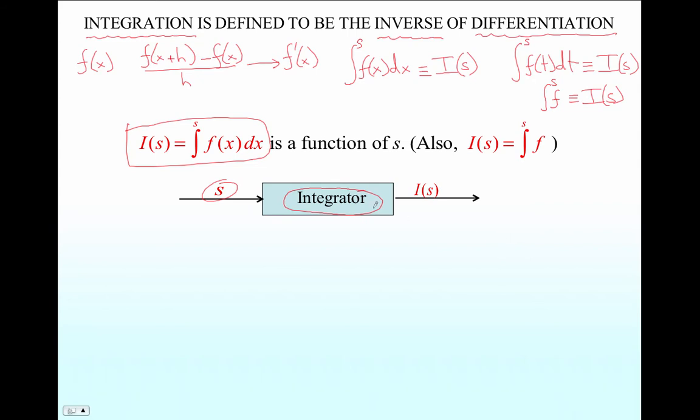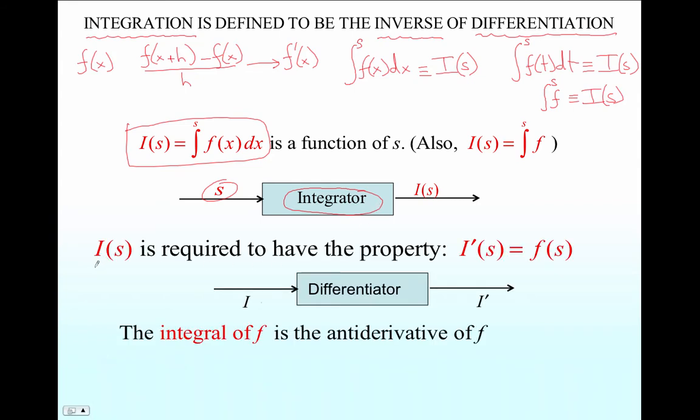But this machine has got to have some constraints. It's got to fulfill some requirements. Here is what the requirement is. I of s has to be such that when differentiated, it gives you f. So, if I take I, differentiate it, then the I prime that comes out, the derivative that comes out, has to be f. That is why, in this way of defining it, the integral of f is the antiderivative of f.